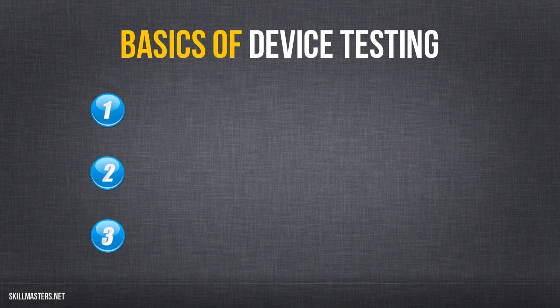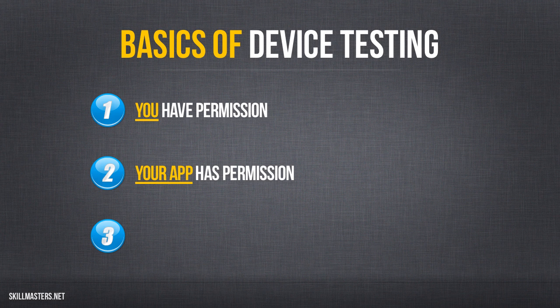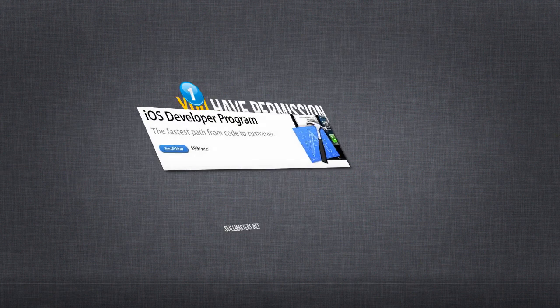There are three things you need to get correct. First, you have to have the right permission. Not any developer can put apps on Apple devices, only registered developers can. The second thing you need to keep track of is, does your app have the right permission to run on a device? And finally, does your device have the permission to run the apps that you designate? Getting these three concepts firmly in your mind will be a great way for you to help debug problems when you run into them. Let's talk about the first concept in a little more detail.